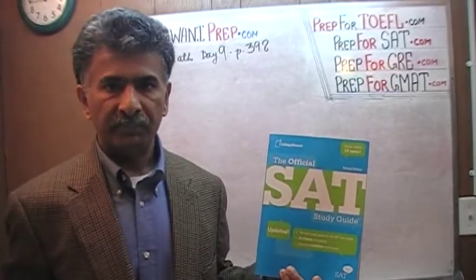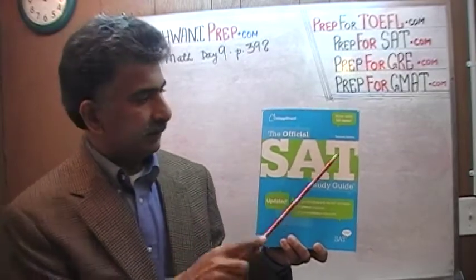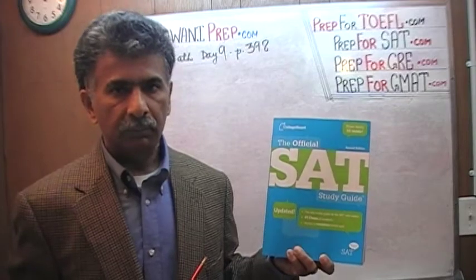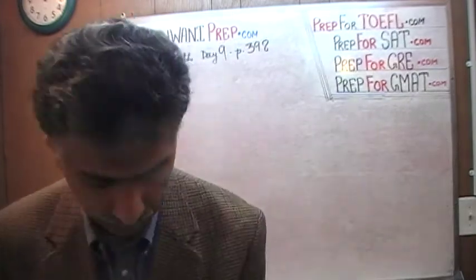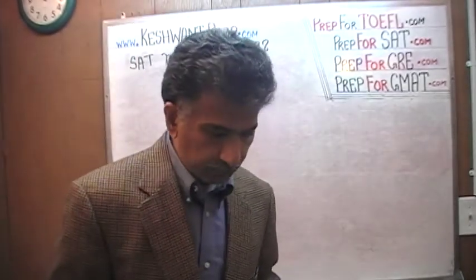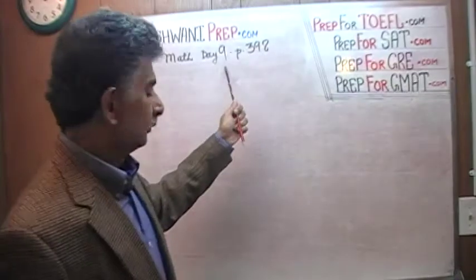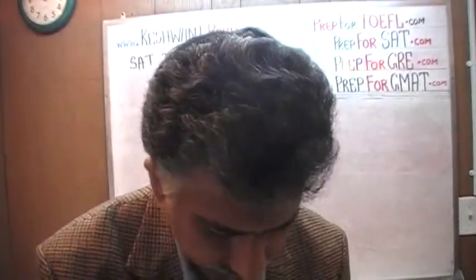We have been solving math problems out of this book here, the official SAT study guide, the second edition. If you do not own this book already, purchase one immediately. You're going to need it in order to follow my work. The problem that I'm about to solve is the one that you will find on page number 398. Today is our lesson number 9. Problem number 10 is what we're going to do.